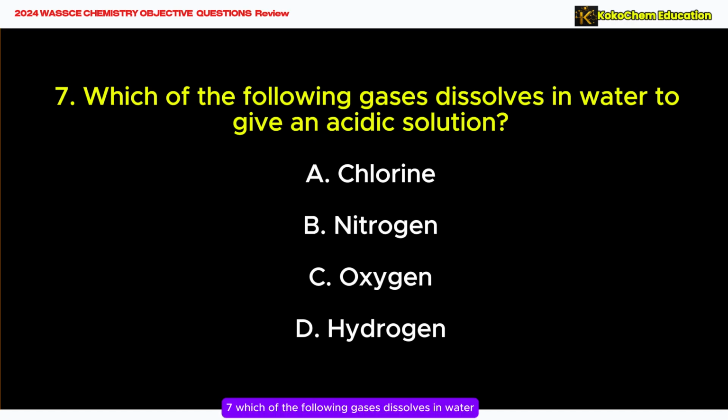7. Which of the following gases dissolves in water to give an acidic solution? A. Chlorine. B. Nitrogen. C. Oxygen. D. Hydrogen. The correct answer is A. Chlorine. Explanation. Chlorine reacts with water to form hydrochloric acid and hypochlorous acid, both of which make the solution acidic.